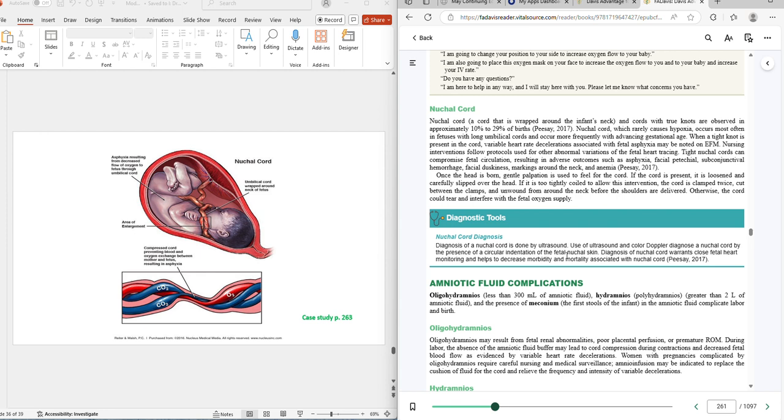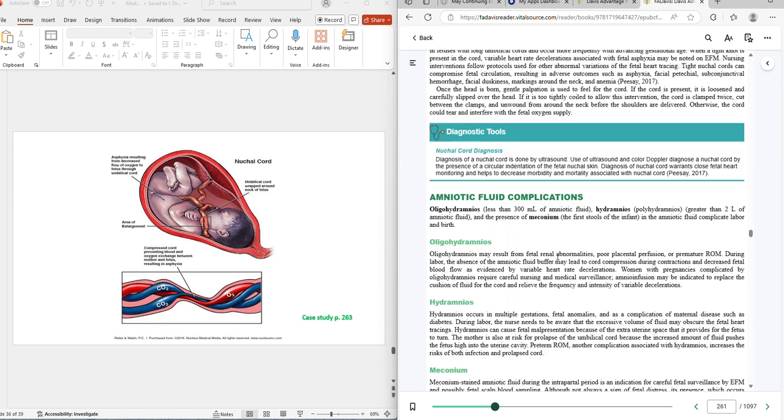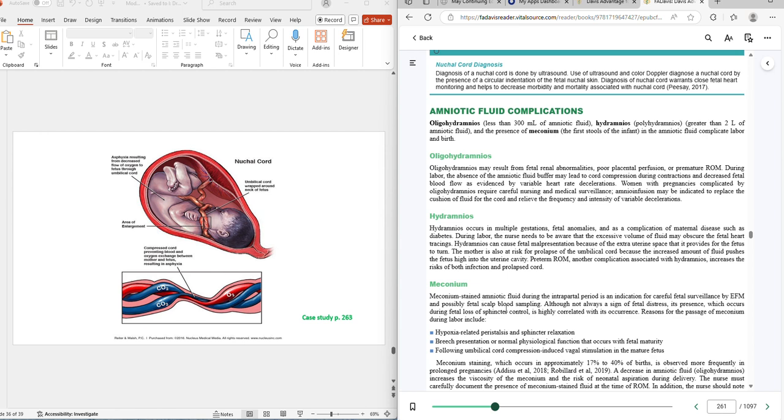Meconium. Meconium is a bowel movement that happens in utero, meconium stained fluid actually. So if you see that, remember when we talked about the amniotic fluid, we're noting the color, the odor, and the amount, right? Oligohydramnios is when there's not enough amniotic fluid. Hydramnios is the normal amount, but then there's polyhydramnios. This is greater than 2 liters, okay?